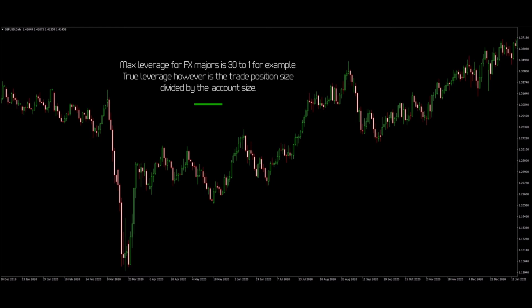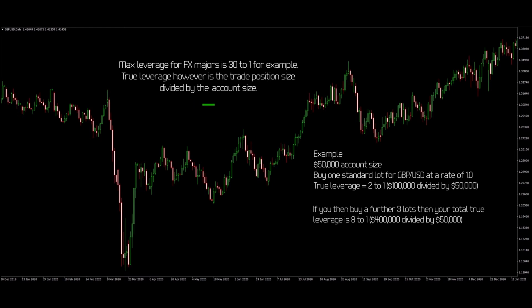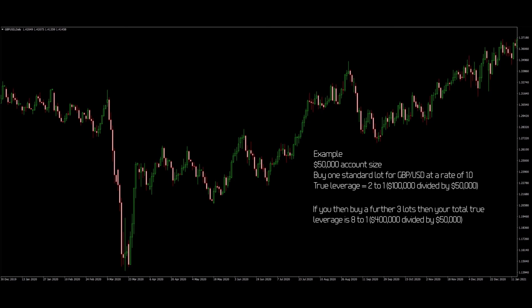For example, if you deposit $50,000 into your trading account and you buy one standard lot worth $100,000 of GBP USD at a rate of 1.0, then your true leverage is 2 to 1. You now buy another 3 standard lots, which is $300,000. Then your true leverage would be 400,000 divided by 50,000, which is 8 to 1.